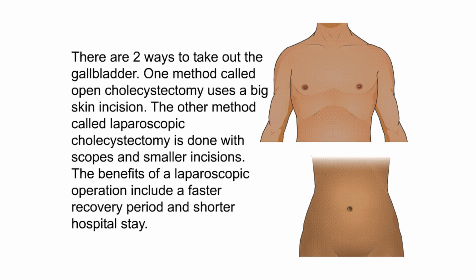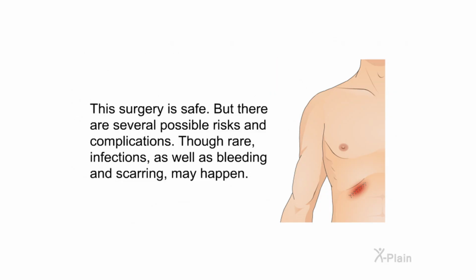There are two ways to take out the gallbladder. One method, called open cholecystectomy, uses a big skin incision. The other method, called laparoscopic cholecystectomy, is done with scopes and smaller incisions. The benefits of a laparoscopic operation include a faster recovery period and shorter hospital stay. This surgery is safe, but there are several possible risks and complications. Though rare, infections as well as bleeding and scarring may happen.